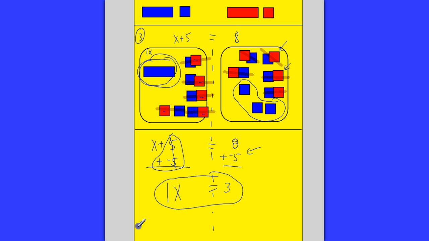Now again, we can check it, and we should. I'd like this on your paper. X plus 5 was the original equation. So if we said 3 plus 5, is that equal to 8? Yes, it is. So that's my check. That proves to me that 3 is the solution.